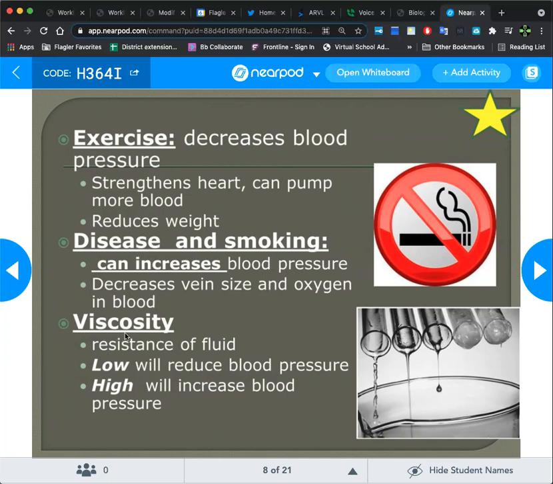And then you have viscosity, basically the thickness of a liquid. If you have a low viscosity, meaning your blood is very thin, your blood pressure will be less. This is what blood thinners do. Blood thinners reduce the viscosity of your blood. As opposed to high viscosity, think of thicker, like honey. If you have thicker blood, it's going to increase the blood pressure.